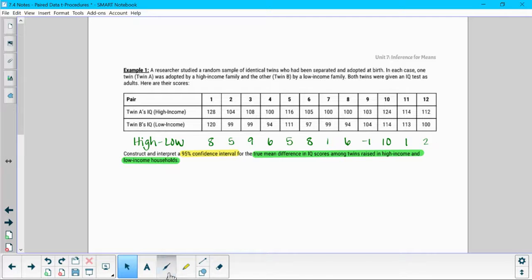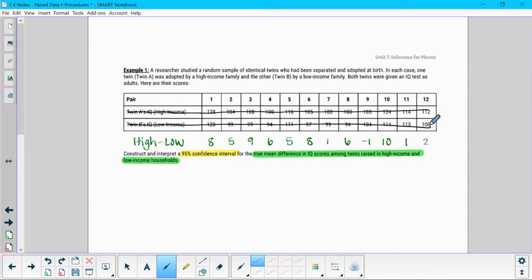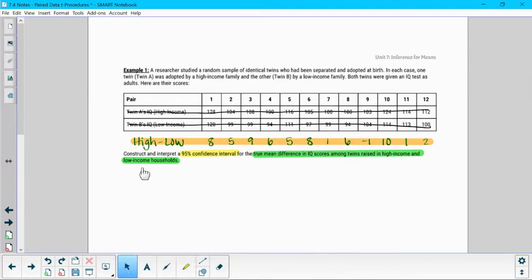Now, I want you to remember this data no longer matters. It is not our data set that we are interested in. We do not care about the original data anymore. Our data for this problem is just the differences. That is the only thing I am looking at now. So let's go through the steps of panic.